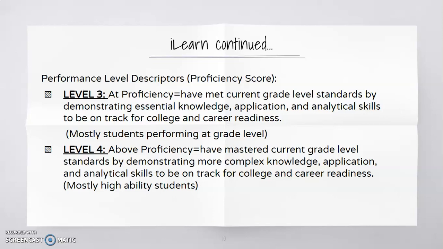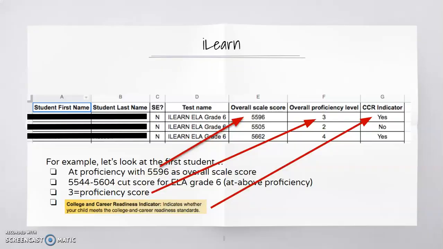And then level 4 is the highest that they can achieve. That's above proficiency on iLearn. They have mastered current grade level standards, and they can demonstrate more complex knowledge, application, and higher order thinking or analytical skills. Mostly, this is going to be high ability students or honors students.